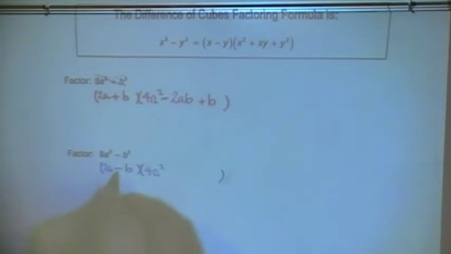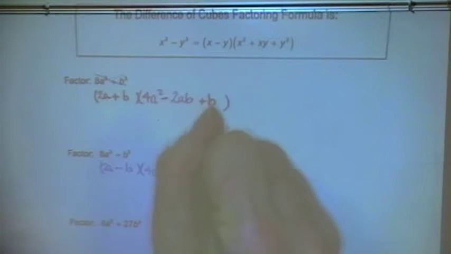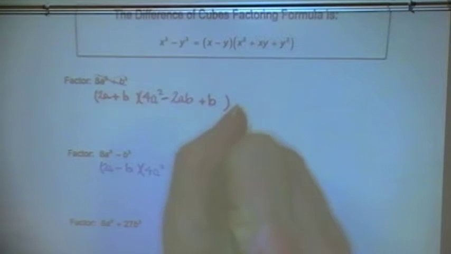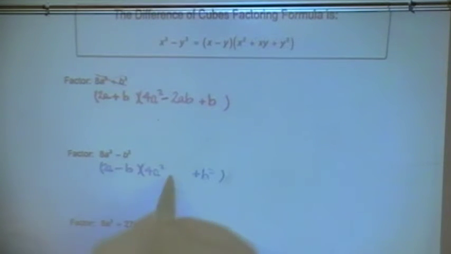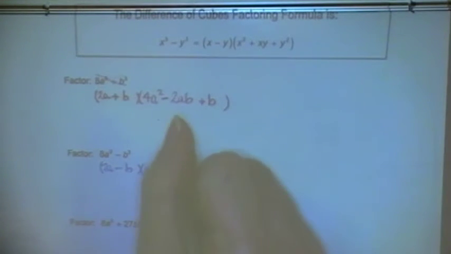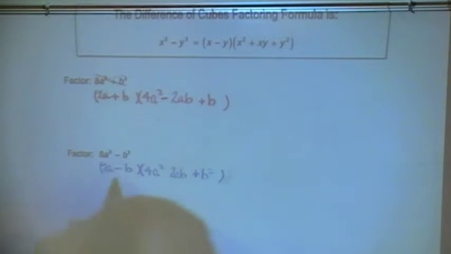Square the last term. Now when you square negative b, it becomes positive b squared. To get that middle term, you multiply the 2. I have to have 2 pluses and a minus. I've already used my minus, so my plus has to be right here.